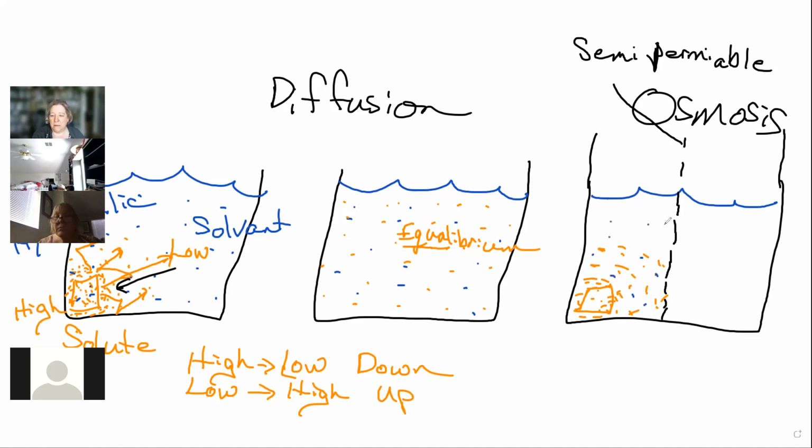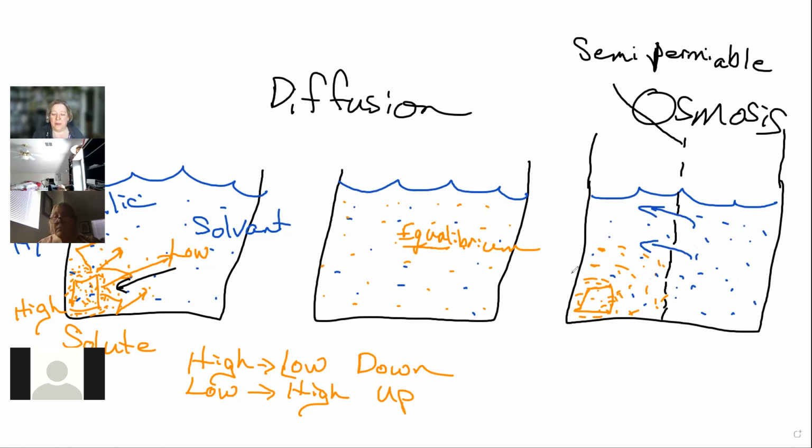But with this semi-permeable barrier, water can get past as it's zinging around, bumping into the sides of the beaker and into other water molecules. Some of them are going to zing over here, so they're going to be able to come over.